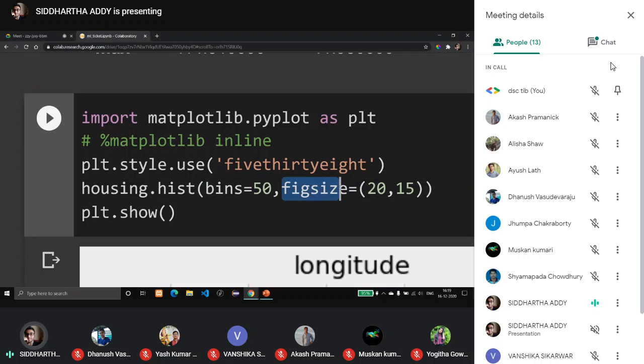Figure size is just the figure size. I have used 20 by 15. You can use any figure size that you want. This is not the main concern of ours. Everything under this bracket is optional. If you just delete it, it will work the same. I just prefer to have this because sometimes it helps.